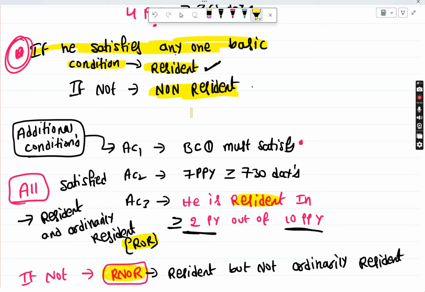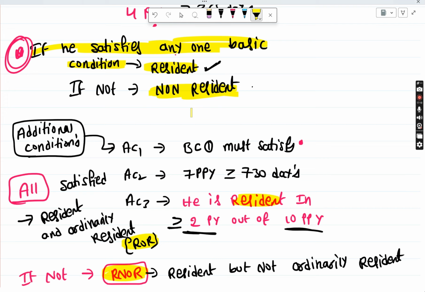Okay, now you might ask, why does it matter, ROR and RNOR? That will come later in the scope of total income. I will tell you a little bit now. See, if he is a ROR, then we will charge global income. That means wherever he is earning money, let's just say he is working in the USA or Australia and earning money not at all related to India, but still he has to pay tax in India. But if he is a RNOR, then we won't tax it.